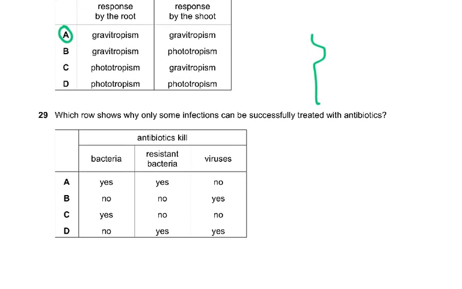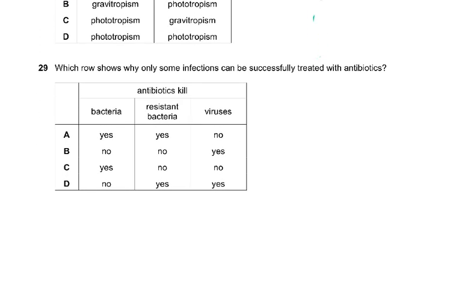Then coming to question number 29. Which row shows why only some infections can be successfully treated with antibiotics?